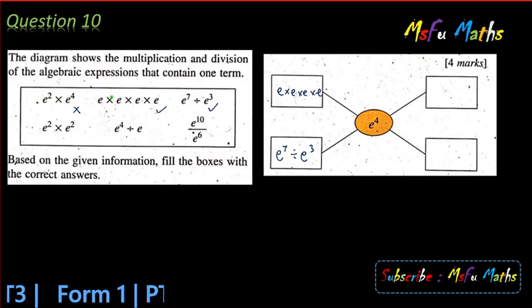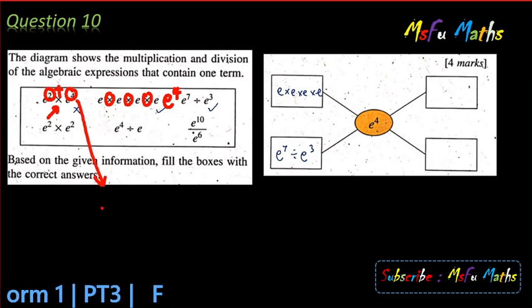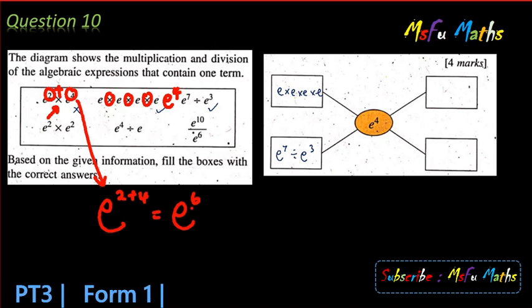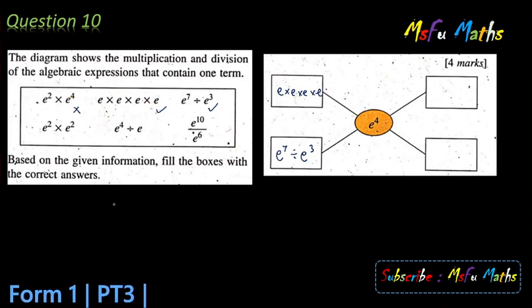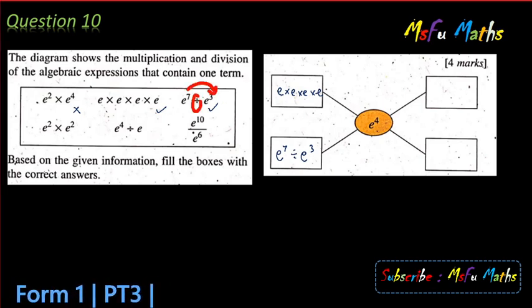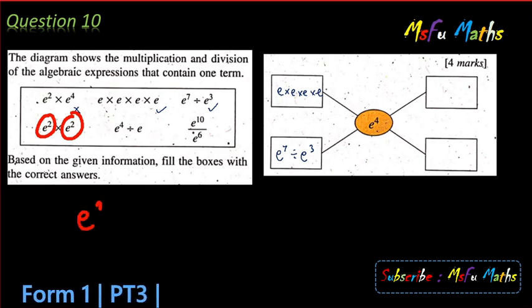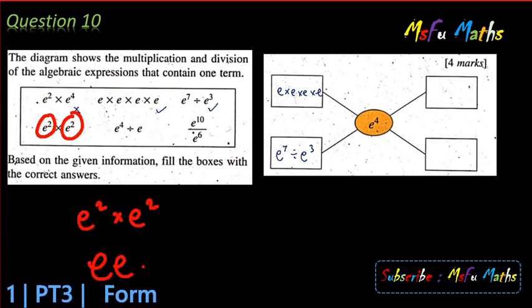If you have times, maybe you can see the pattern already. If you have times, the power increases. Here this one is times, so the power increases: 2 plus 4. So here you will get e to the power of 2 plus 4, so e to the power of 6. So if times, the powers you combine, you add them. If divide like this, the powers you minus. Okay, so look again: e squared times e squared, which means e, e, e, e.